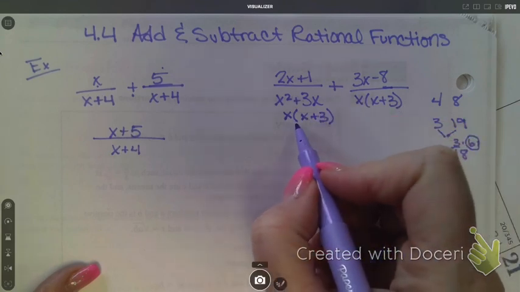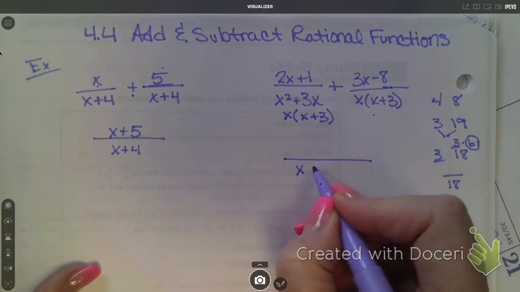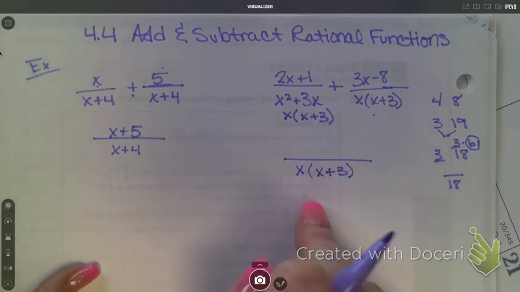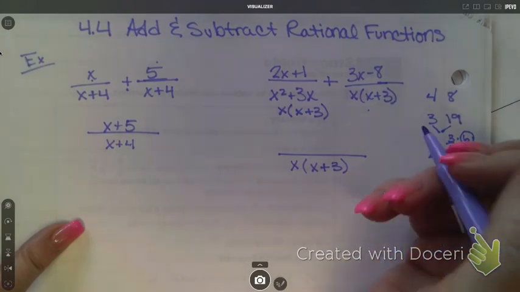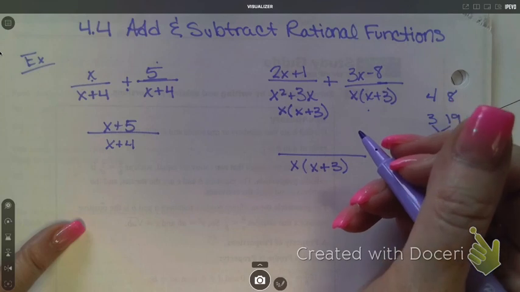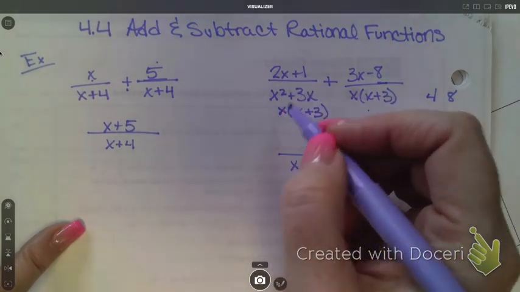So do they actually have the same denominators already? Yes. So my common denominator is x and x plus 3. I want them factored to show me that you were doing the work. Does that make sense? Just like your problems last week, you were factoring everything and I never made you multiply them out. If we just multiplied the x times x plus 3, would that be wrong? Yeah, I want them factored, because what if I could reduce something?